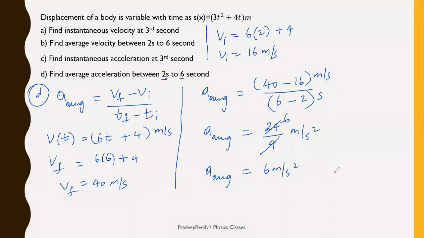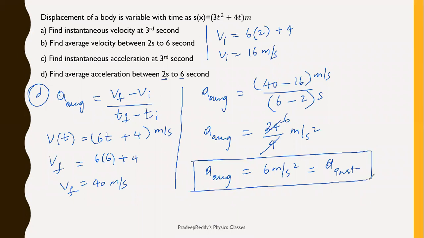This is equal to A instantaneous. As we have already discussed in question C, instantaneous acceleration is not dependent on time. Therefore it is a fixed value and its value is 6. Already we have got it in question C. So the same value here also you should get, because it is uniform acceleration. So average acceleration will be equal to instantaneous acceleration if it is uniform.